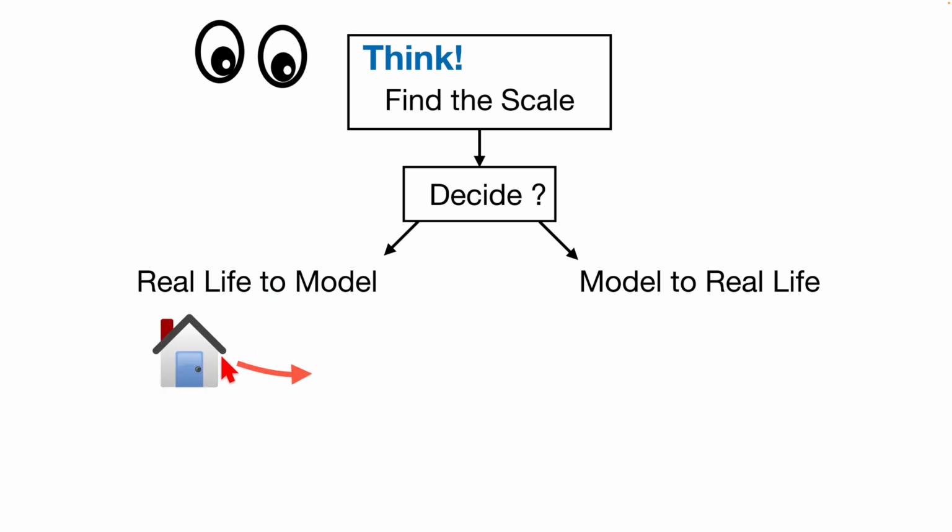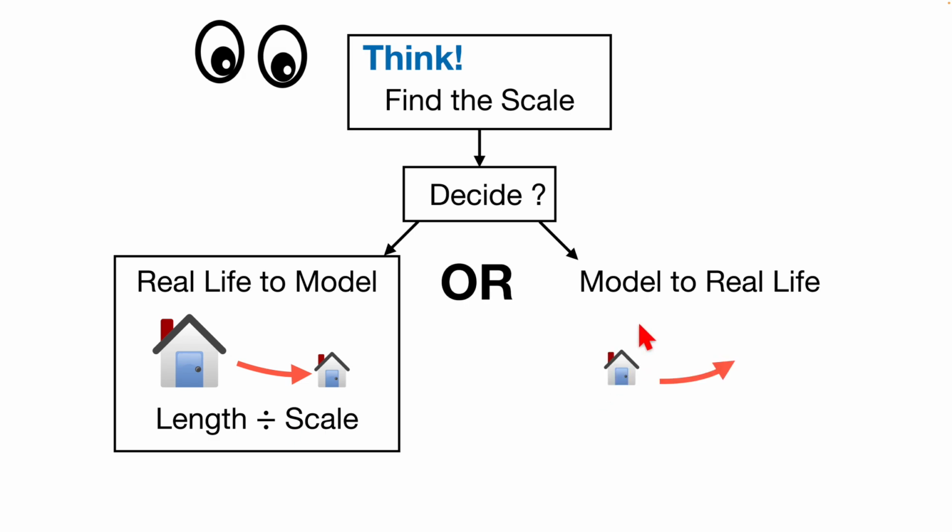If it's the real life, then we're getting smaller. We're going from a humongous thing down to a small model. So we take the length and we divide by the scale. If we're going from the model to real life, we're going from something small to something very big, often very big. So it's length times the scale.